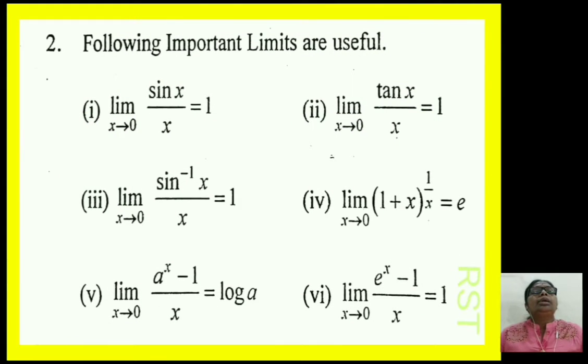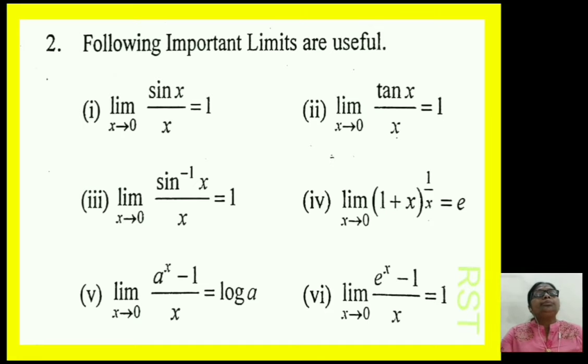Now we consider some important limits. First result is, you know these results, limit of sin x upon x as x tends to 0 equal to 1. Second result is limit of tan x upon x as x tends to 0 equal to 1. Third result is limit of sin inverse x upon x as x tends to 0 equal to 1.